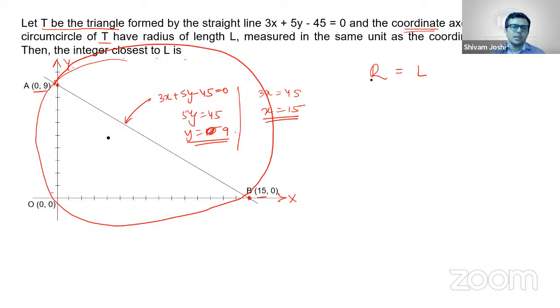Basically, you are looking to find out the circumradius. How do you find out the circumradius? We know that it is half the hypotenuse, right? So find out the hypotenuse, take half of it, and that is your answer. How do you find out the hypotenuse? You know that if this is (0, 9) and this is (0, 0), this length has to be 9. If this is (15, 0) and this is (0, 0), this length has to be 15.